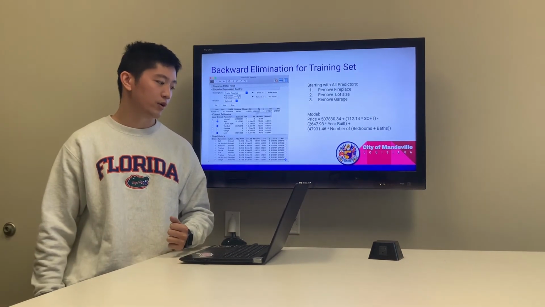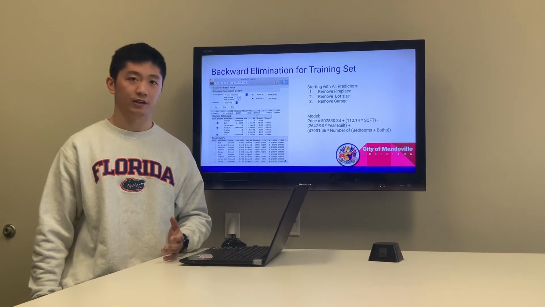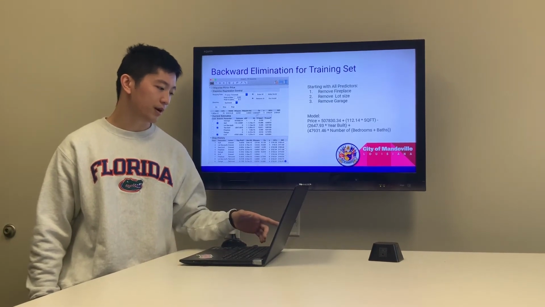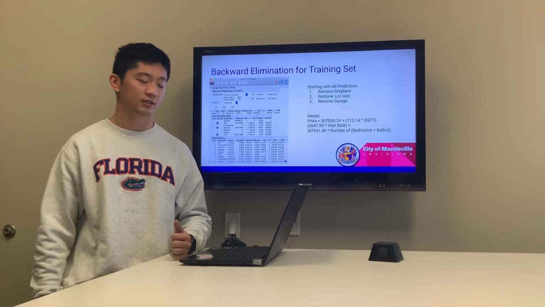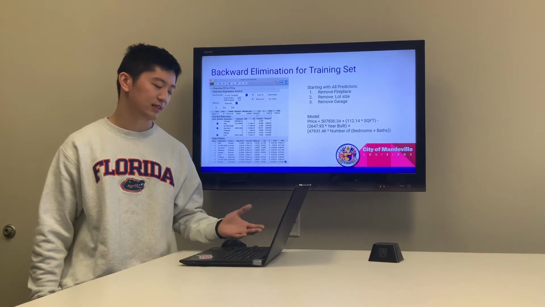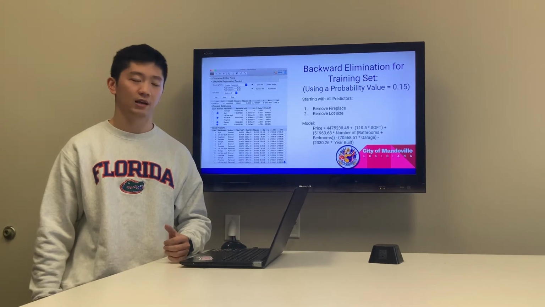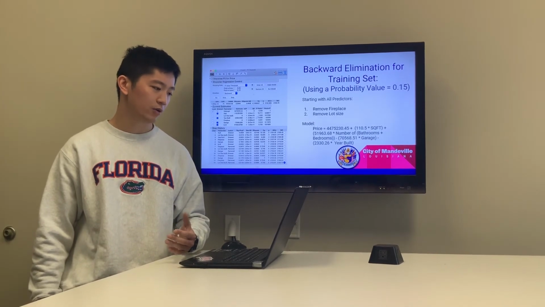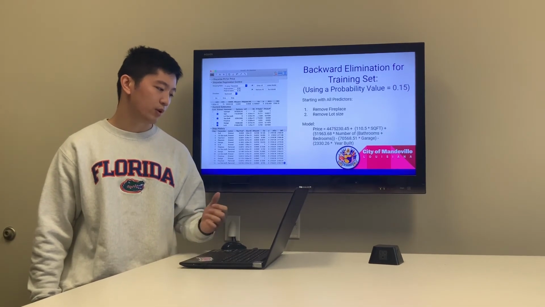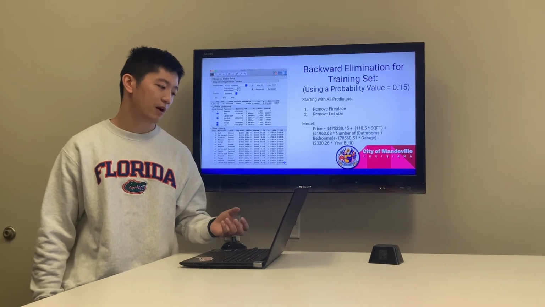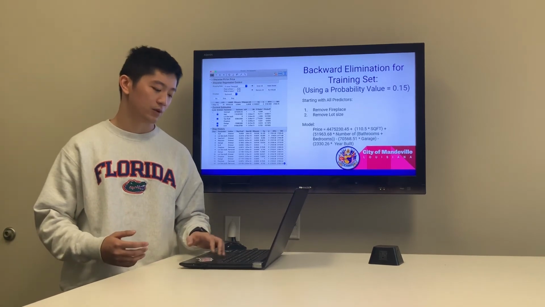The second one, we use the backward elimination for the training set. We started with all predictors, and according to the highest probability, we removed the fireplace, the first, the lot size, and the garage, so that we can get the second model. The third one is also the backward elimination for the training set, but we changed the probability value from 0.1 to 0.15. So we can remove the highest probability of fireplace, and the second is lot size. So we can get the third model that's the same as the first one.